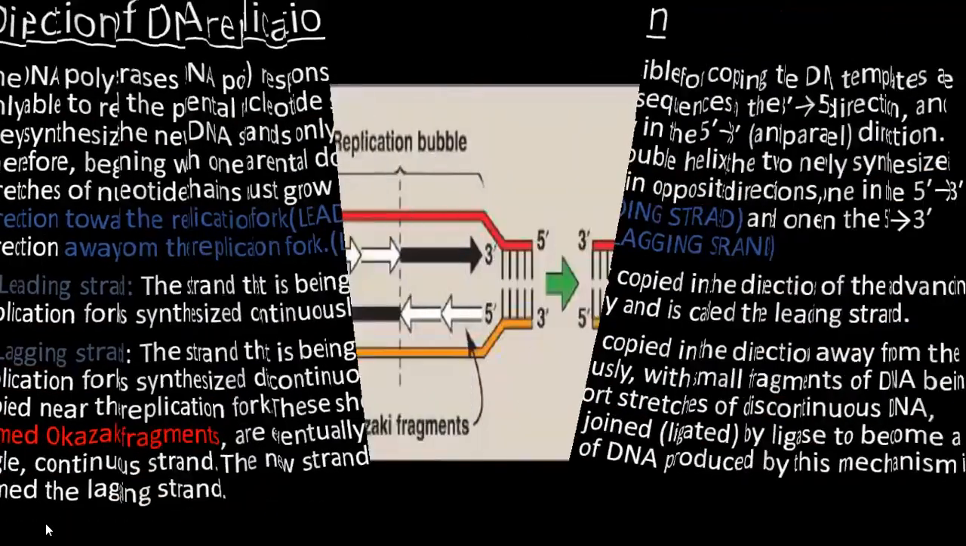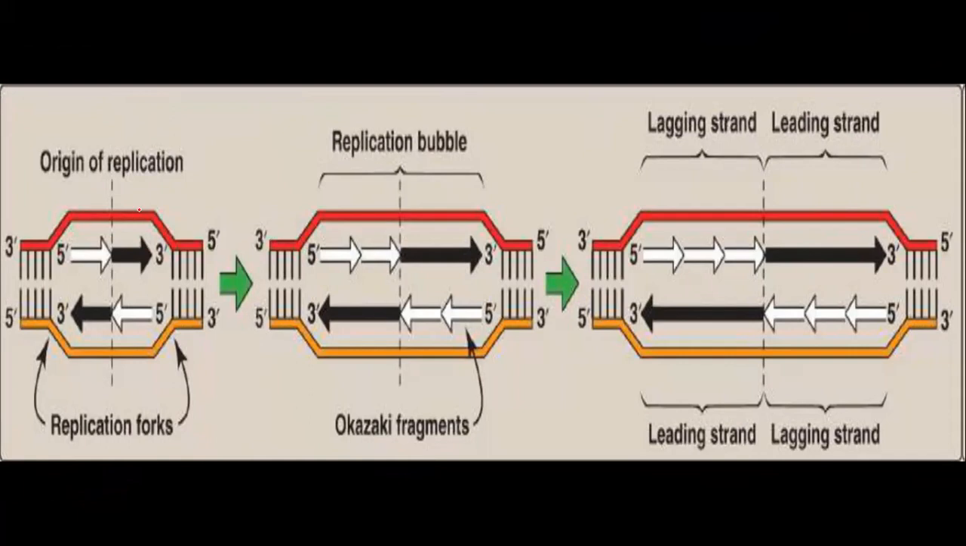Here is the diagram. You can see this is the origin of replication, and this is 3' to 5'. So this has been synthesized in the 5' to 3' direction, and it is a leading strand. But this one here can also only be synthesized in the 5' to 3' direction, but it will be done so discontinuously. So you will have several Okazaki fragments which will eventually be ligated together.